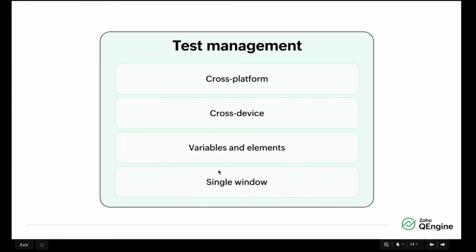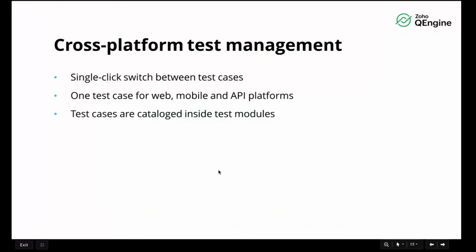And for test case management, Zoho QEngine features a unique feature which helps you create test cases for multiple platforms within a single file. Like, let's say you create a test case. Within that particular test case, with just a single click, you can actually switch between creating test cases for web, mobile, and API platforms, just like that. And all of this can be accessed within a single window. And of course, you have access to the variables and elements inside the test cases. So as I mentioned, you can actually create test cases for different platforms, and all of these test cases are cataloged inside test modules. We'll be looking at them in detail when we go to the demo part.